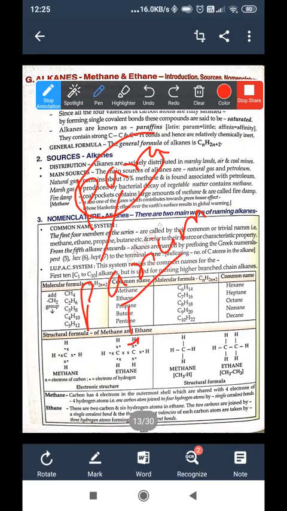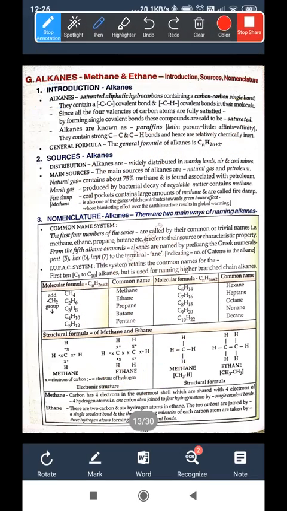Parum means limited, or least. And affinis means reactivity. So in short, paraffins are the compounds which are having limited or least reactivity. Because alkanes are very least reactive in nature, that's why they are called paraffin. What is the general formula of alkane? CnH2n+2.